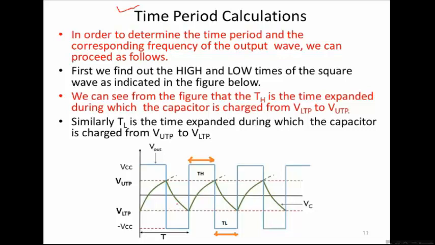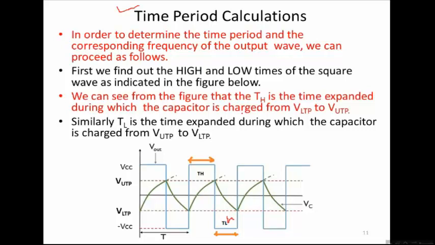So first we find out the high and low times of the square wave as indicated in the figure. So this is the duration in which the output stays at high level, which is defined as T high, and this is the duration in which the output stays at minus VCC or at low level, which is defined as T low.